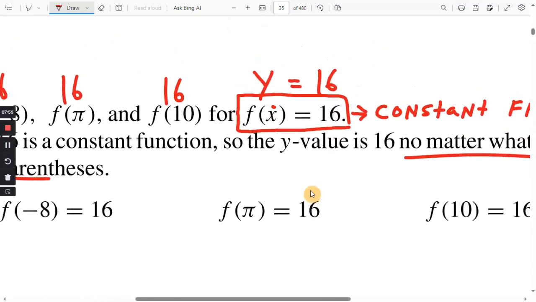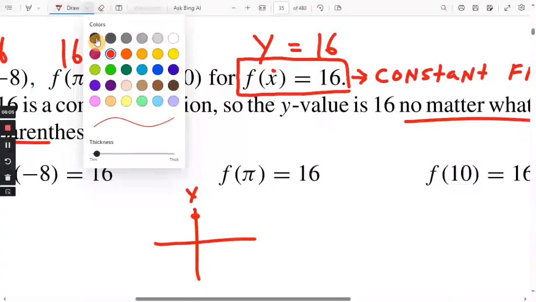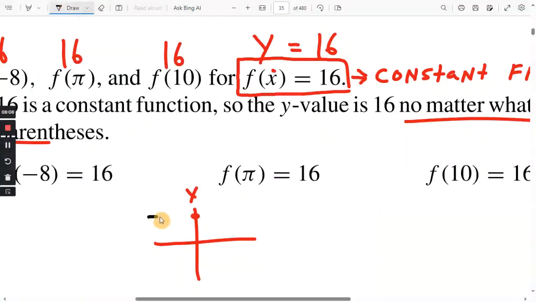And of course, we know if you were to graph y equals 16, you would just go along the y-axis to the number 16, and you would just graph it like so. Y equals 16. So no matter what x value you have, it's always going to be y equals 16.